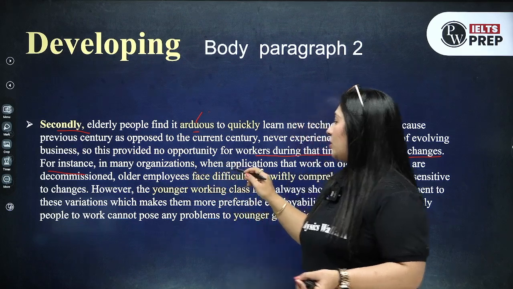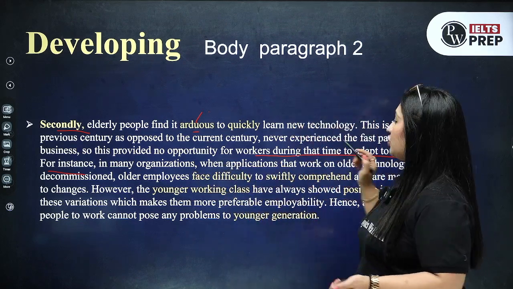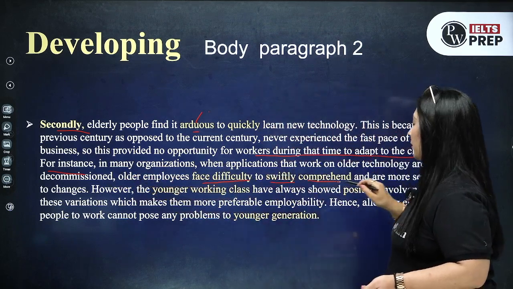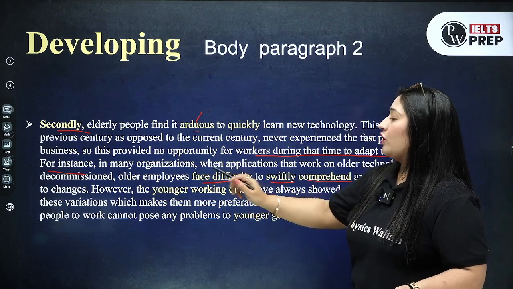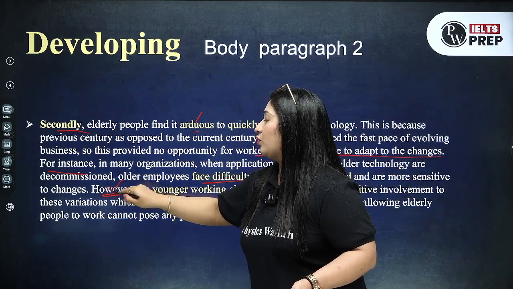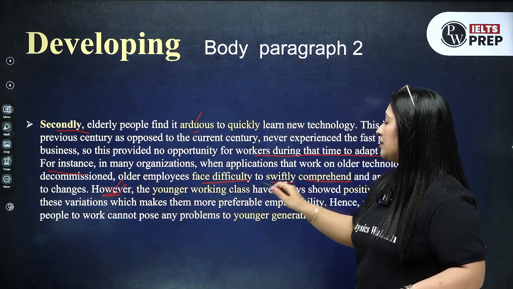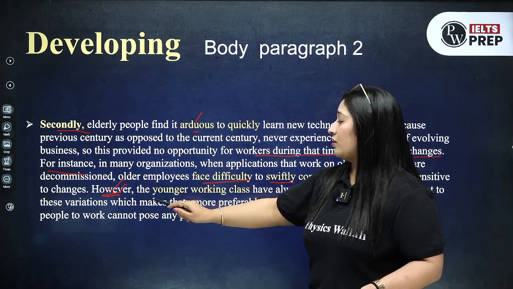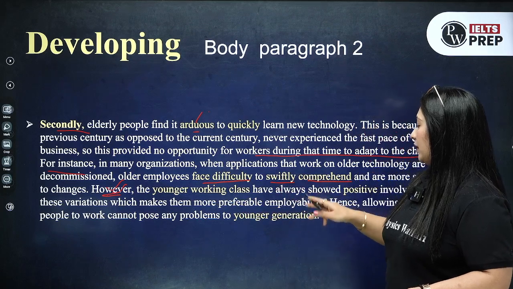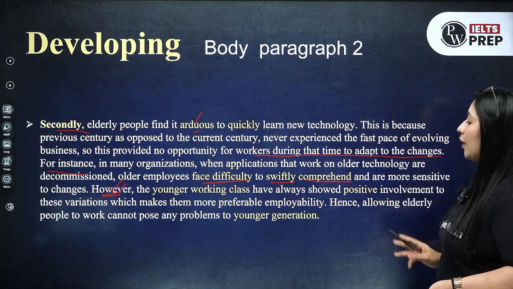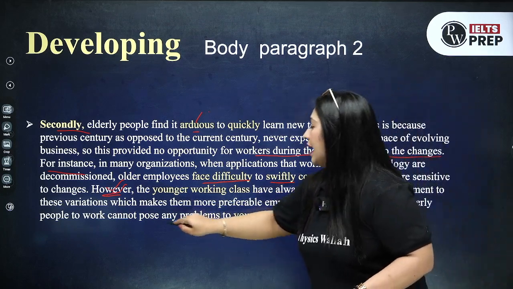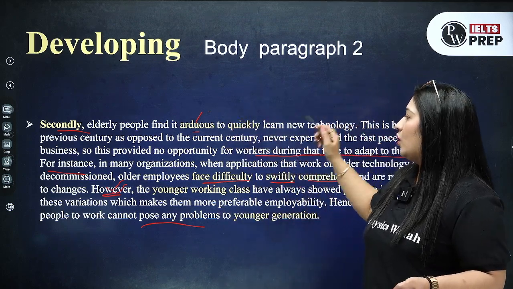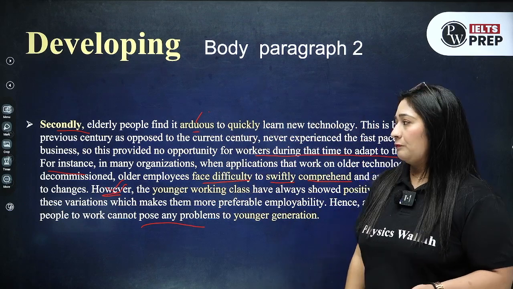In many organizations, when applications that work on older technology are decommissioned, older employees face difficulty to swiftly comprehend and are more sensitive to change. However, again, I'm giving one good side about the youth. However, the younger working class have always showed positive involvement in these variations, which makes them more preferable for employability. Hence, allowing elderly people to work cannot pose any problems to the younger generation. So here also I did the same thing, right? I gave my second reason, which I explained, and then I put my example here.